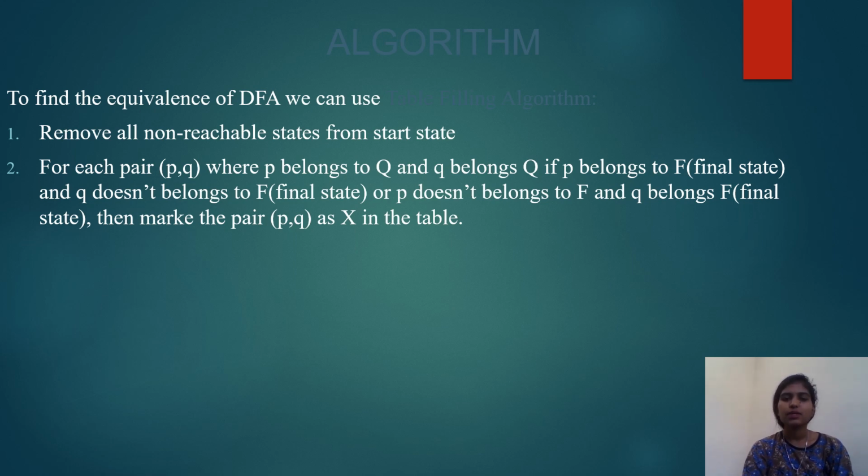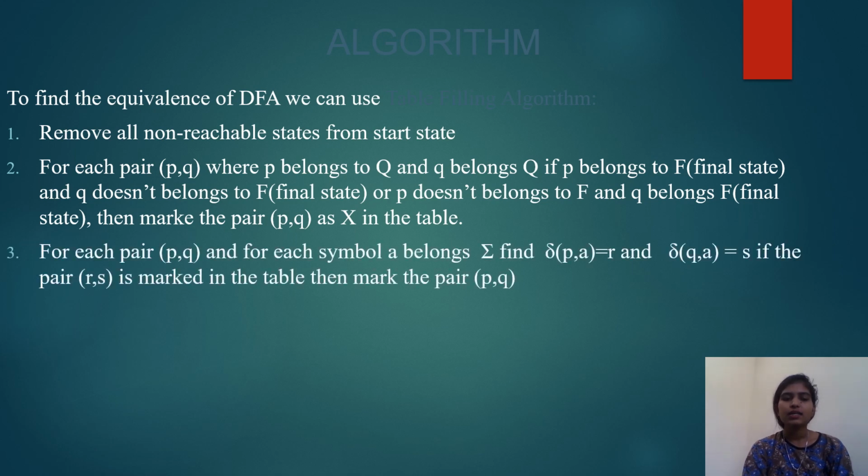Then mark the pair P and Q with X in the table. Also, for each pair P and Q and for each symbol alpha, find delta of P and alpha equals R, and delta of Q and alpha equals S. If the pair R and S is marked in the table, then mark the pair.